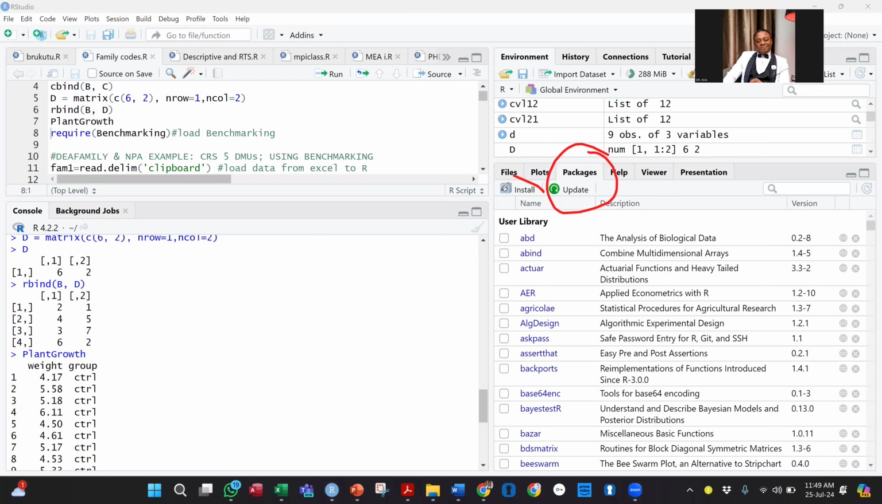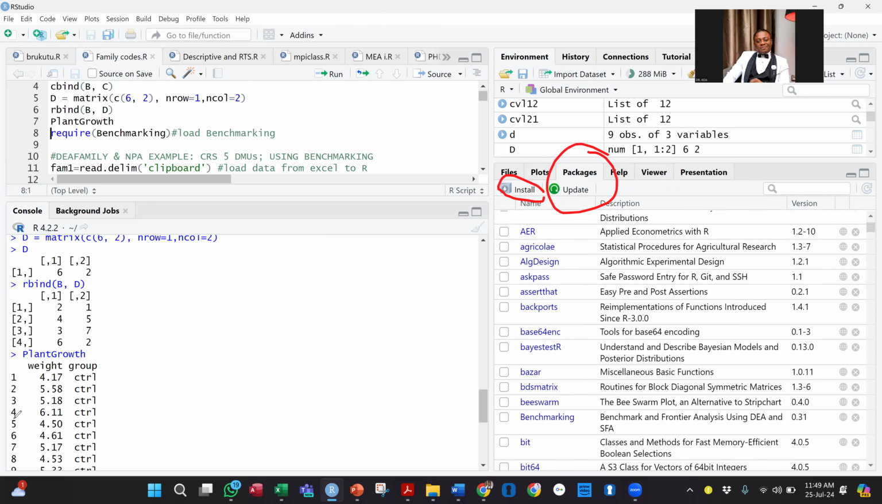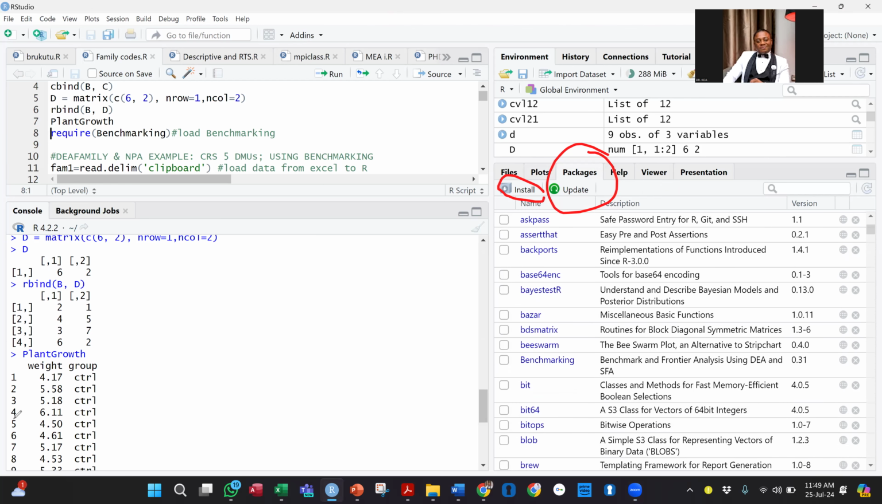Don't click on install yet. Before you click on install, go through the list alphabetically. I'm scrolling down, looking for benchmarking. You can see that in my list, I have benchmarking here. This is benchmarking. Do you have benchmarking?